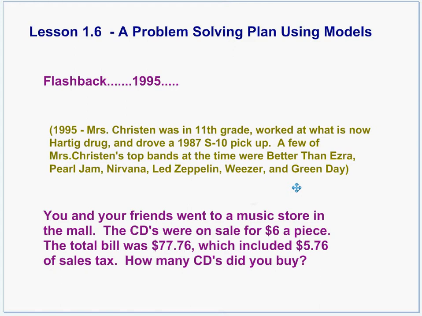So here we go. Another thing we did in 1995 is we went to the music store. Okay, we went to the music store in the mall. The CDs were on sale for $6 a piece, and the total bill was $77.76, which included $5.76 of sales tax. How many CDs did we buy?